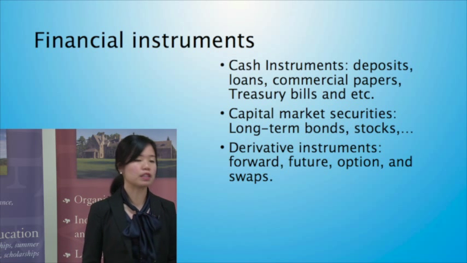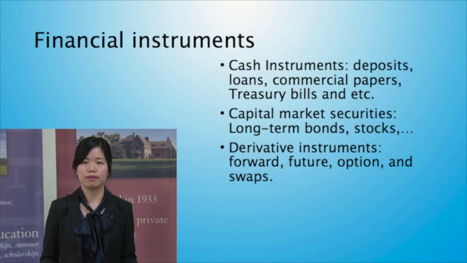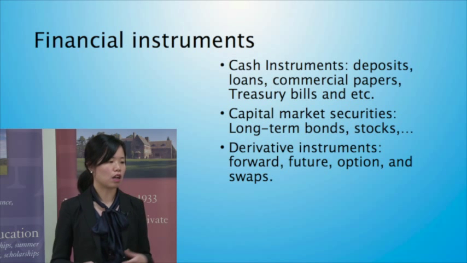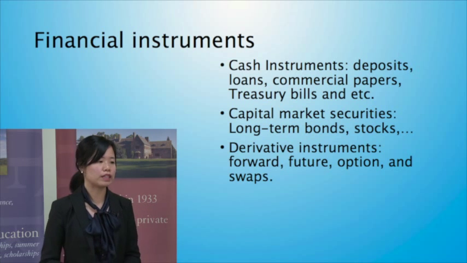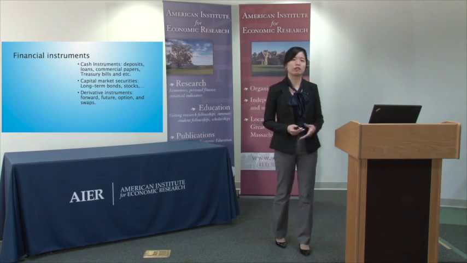I'm going to start with the cash instrument. It's called cash instruments because it's cash equivalent. In other words, it's like cash. They are deposits, loans, commercial papers, and treasury bills. Of course, they are like cash, so they are very liquid, so the risk is low, so you will have the lower rate of return.